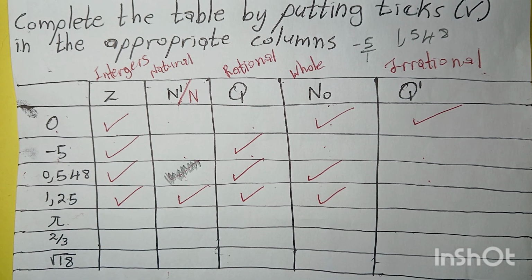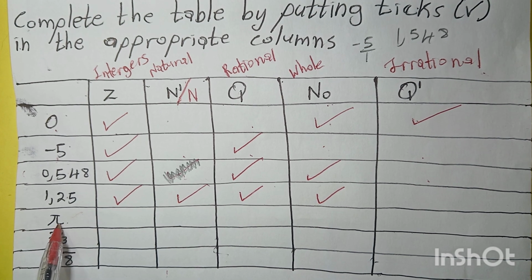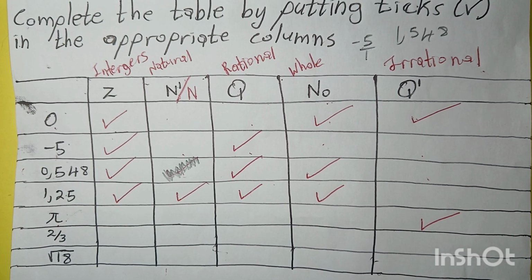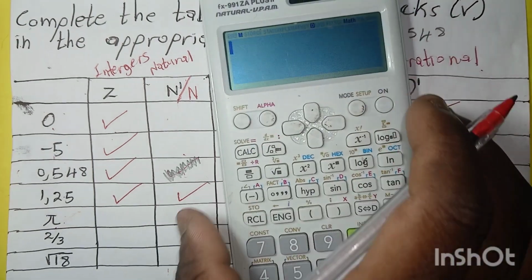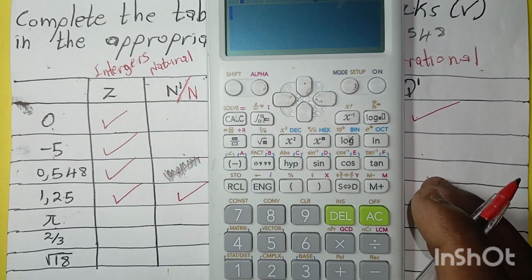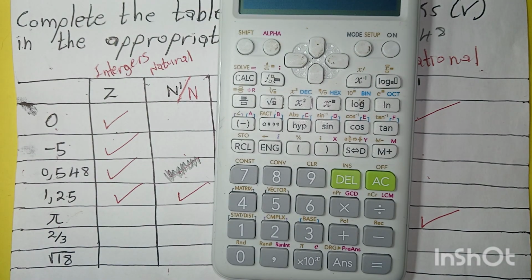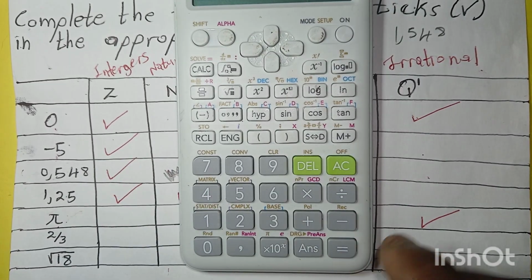So what about pi? Pi, guys, is a constant number. You cannot make it as a fraction. It means this one is what? Irrational. You cannot make it as a fraction. And also, guys, check how to press pi. We say shift, and here's our pi there, and we say pi. We already pressed the pi and say equal.